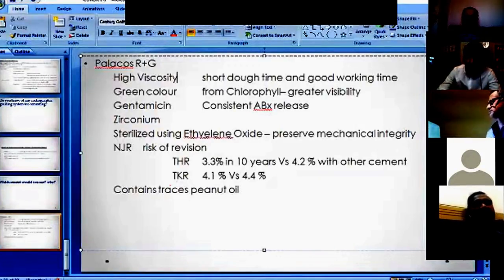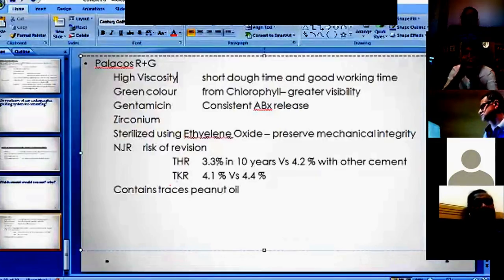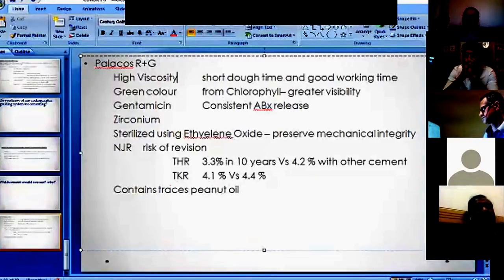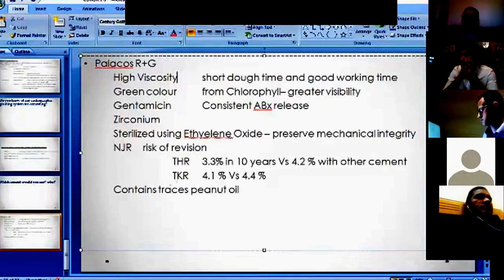G is for gentamicin. It is a very good antibiotic added to cement. It has a consistent antibiotic release. The radio-opacifier added to it is zirconium, so it could be seen on X-rays. And it is sterilized using ethylene oxide. And this method of sterilization will preserve the mechanical integrity and mechanical properties of the cement.